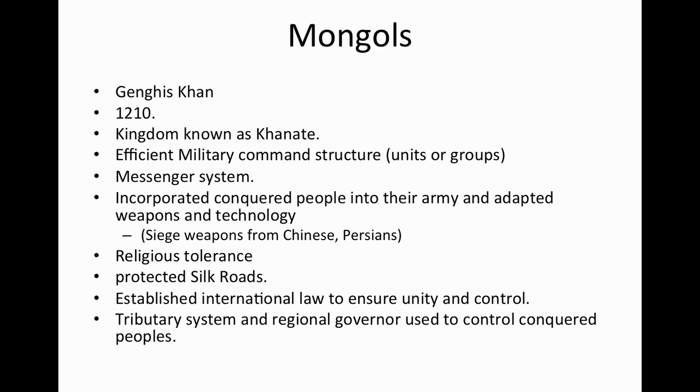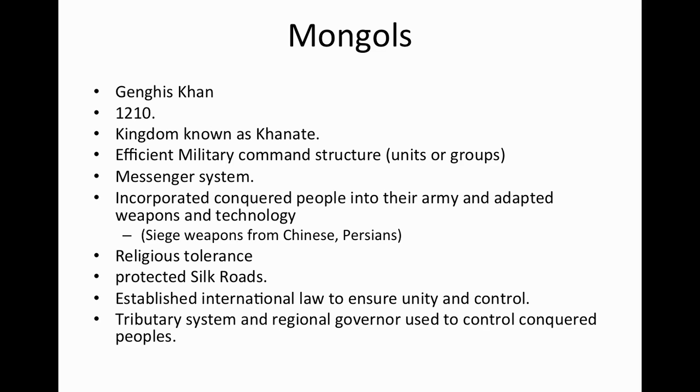They had an efficient military command structure, units or groups, kind of like the Romans. That was very important. A messenger service was established along the Silk Roads. We've seen that before, right? They incorporated conquered people into their army and adapted weapons and technology from the Chinese and the Persians. So they would not necessarily punish those captives. They would incorporate those who were conquered.